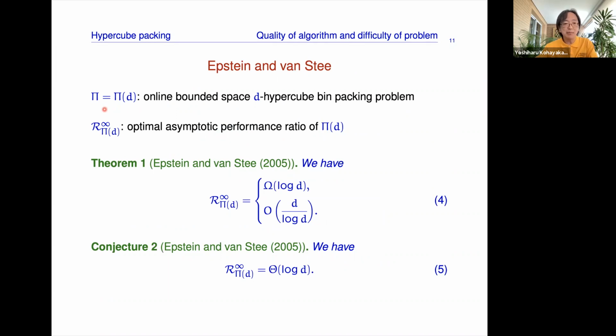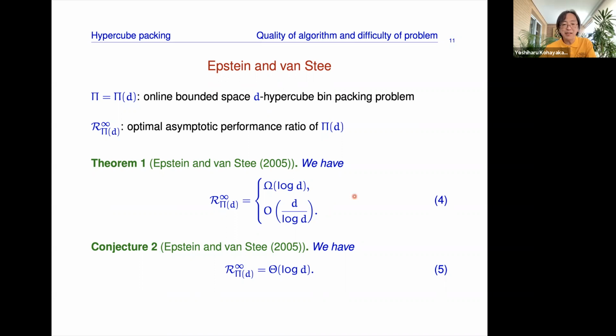So this problem has some difficulty, R infinity. And Epstein and Van Stee in 2005 wrote a very nice paper about this. They were able to find an algorithm which they can prove abstractly that it's optimal. And they could estimate this R infinity for this optimal algorithm, and they proved theorem 1. So they proved that this alpha, this quality, is between log D and D divided by log D.